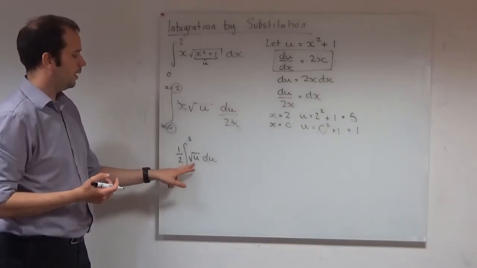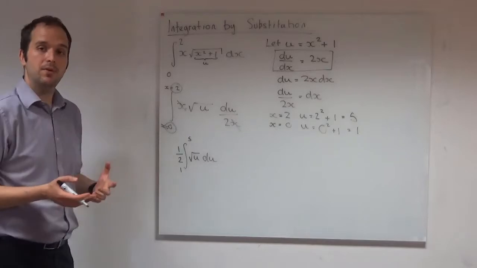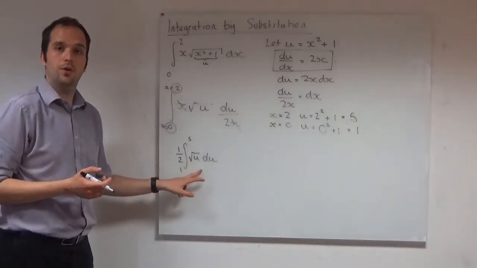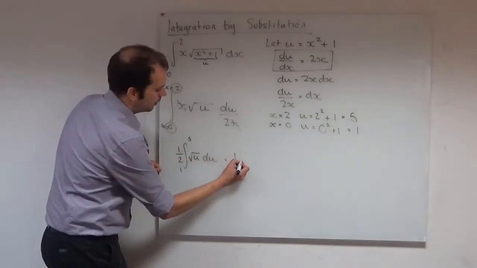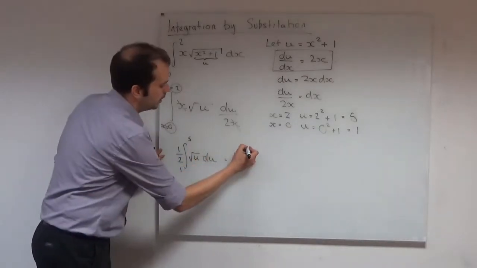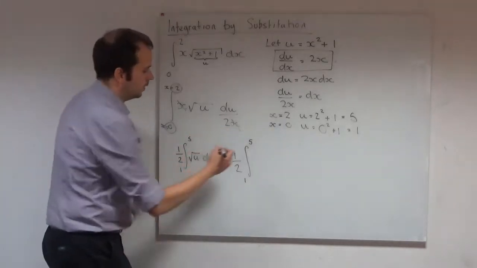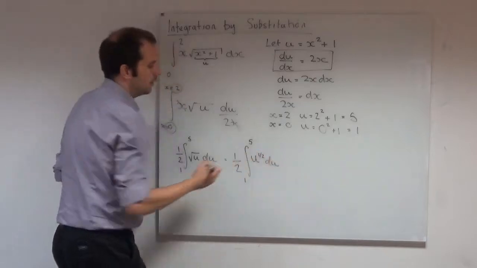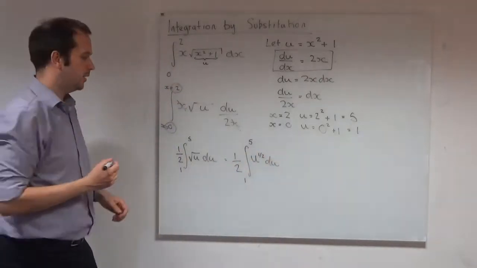To solve it, I'm going to rewrite the square root of u. You should remember from your laws of powers and indices that the square root is just a power of a half. So let's put that in there instead. So we're going to have a half, the integral from 1 to 5, u to the half du.